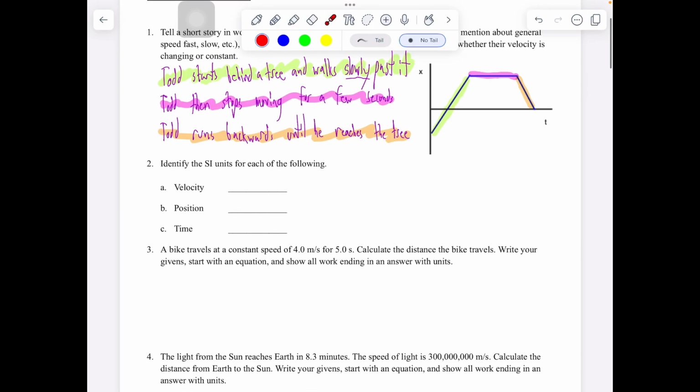Number 2, identify the SI units for each of the following. Velocity, that's measured in meters per second. Position is measured in meters, and time is measured in seconds.